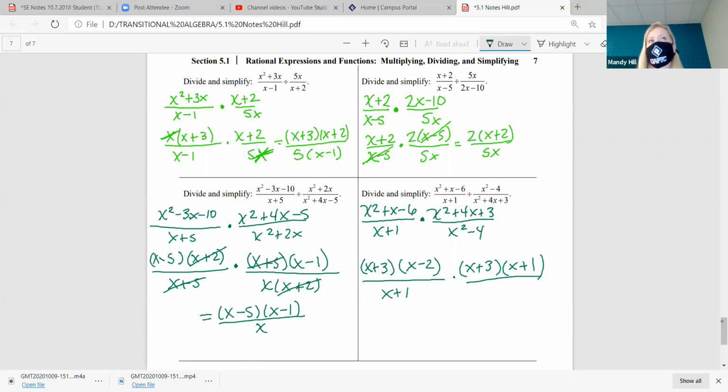This is special because it's the difference of squares, right? When you see it, you're looking for two things that are subtracted that are perfect squares. When that happens, x minus 2, x plus 2. Take the square root of those numbers, and one time you add them, the second time you subtract them.